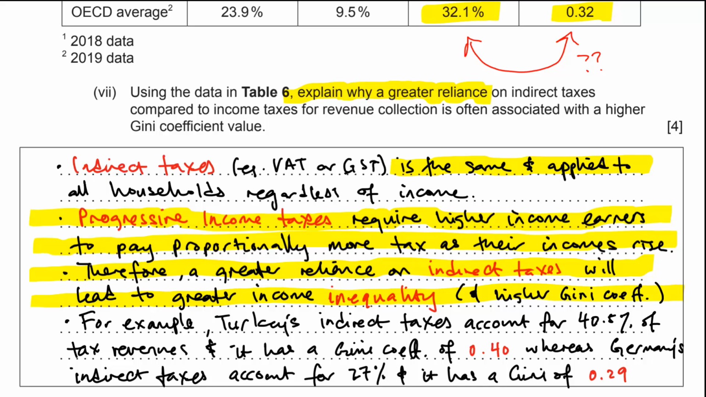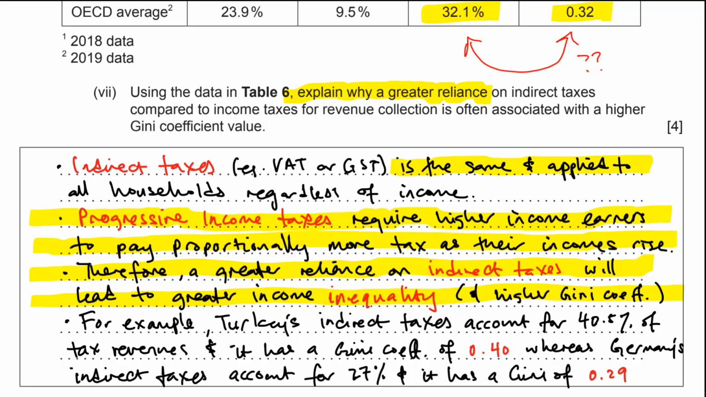So what we're saying here is that under a progressive income tax system, the more you earn, the more tax you pay, not just in absolute terms, but as a percentage of your income as well. So if you use more indirect taxes, you're going to have more income inequality, because progressive taxes actually flatten that income inequality. It's not so much the fact that you use indirect taxes, it's more the fact that you don't use progressive income taxes.